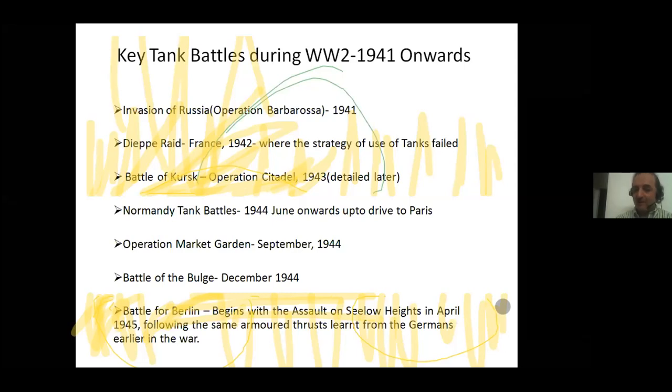But what is important for the Allies is they pick up learnings from the Dieppe raid, which is a failure. And all of these learnings go into strong effect when they plan for the Normandy invasion, Operation Overlord, in June 1944. That's a key message here.